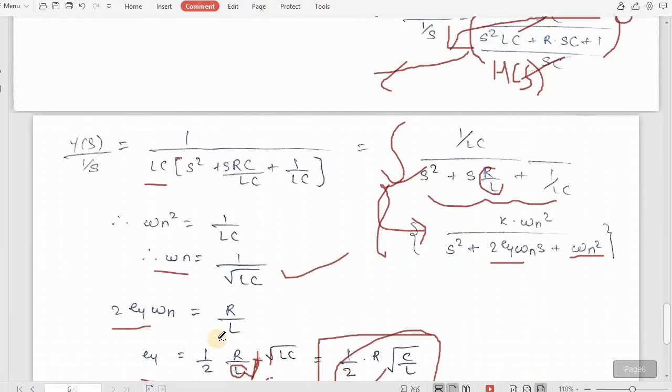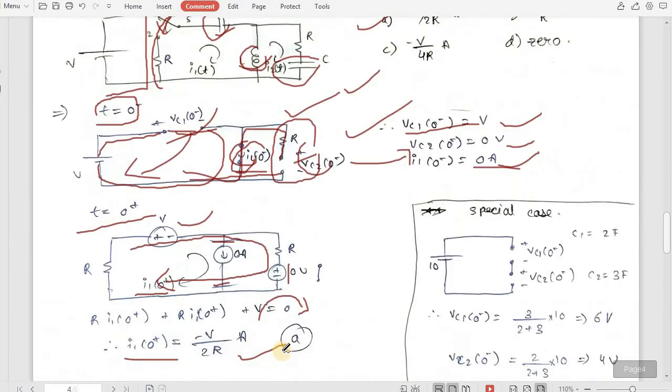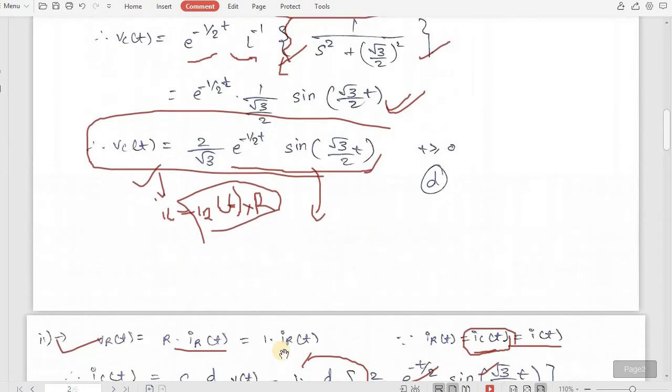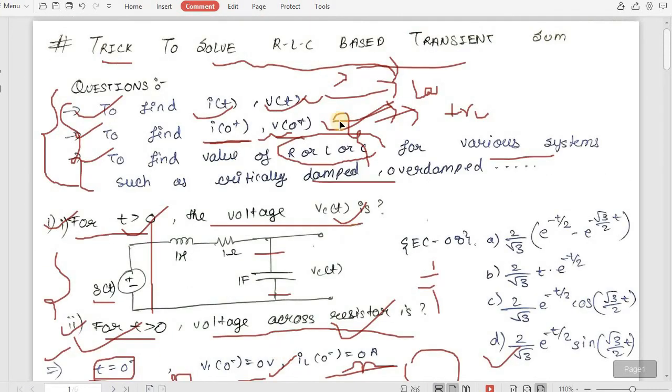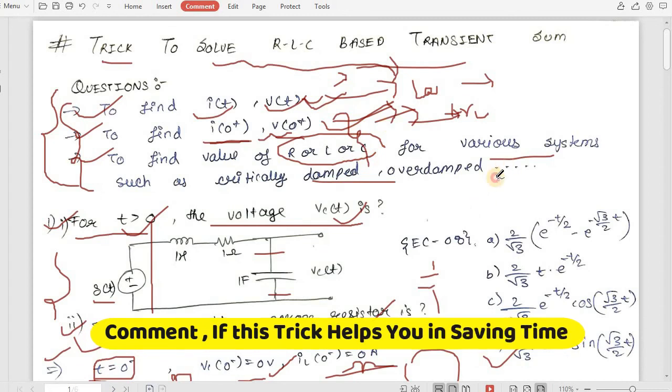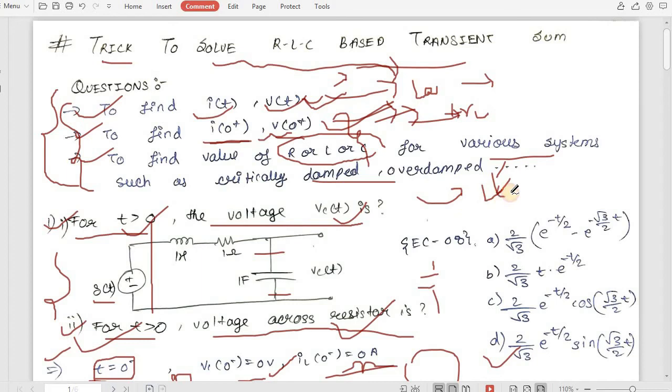In this video we have seen how to deal with all three types of RLC circuit problems. The first type was where we have to find the complete i(t) or v(t), and for that we use Laplace transform. The second type was I0 plus, V0 plus, and for this we have used our transient procedure. The third type was where we have to find the condition for RLC depending upon the type of the system we have. In this also we have used Laplace transform. So this was all about this RLC based transient sum.